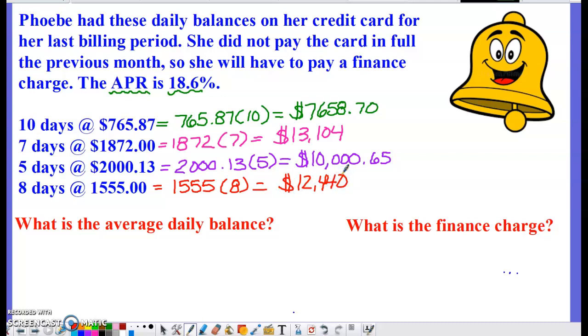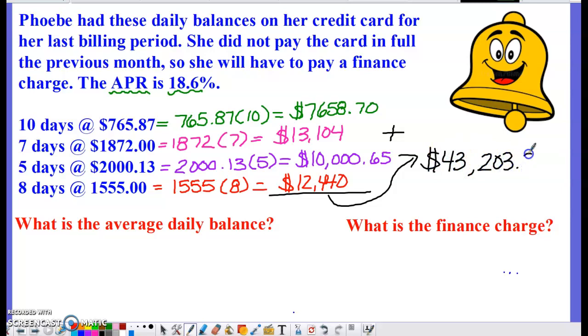However, we want to find the average daily balance. So what we have to do is add up all of our daily balances and divide by how many days there are. So let's first go ahead and add all of these numbers together. When you add them all together, I believe you should get $43,203.35.